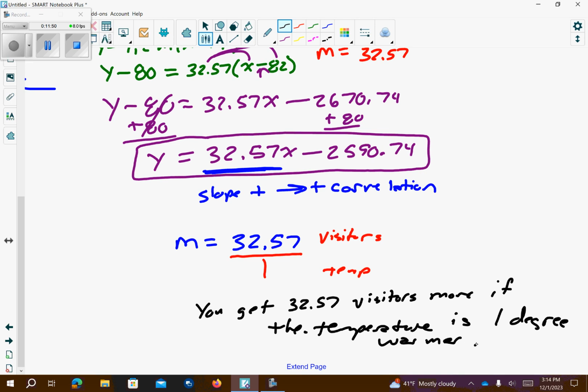Okay, now, can you really get 0.57 of a person? The answer is no. So these don't have to be exact values. Sometimes they make silly sense when you're reading it. Okay, explain what the slope tells us about the situation. So this is the answer for E. Okay, so you have the slope here and the answer to it. And then what are the coordinates of the y-intercept?